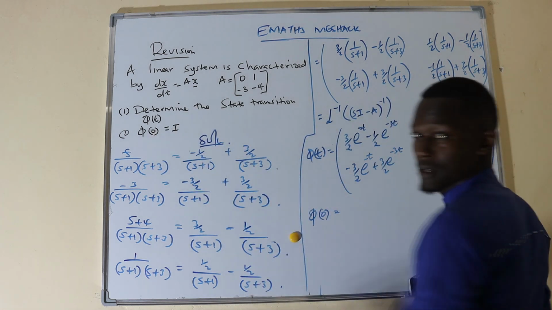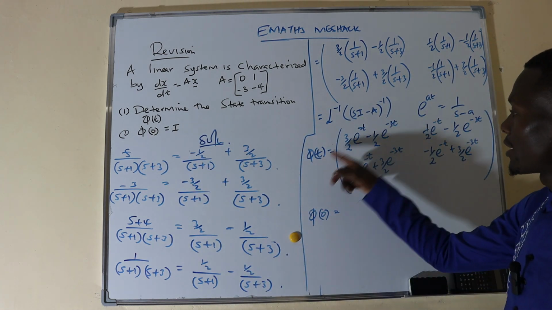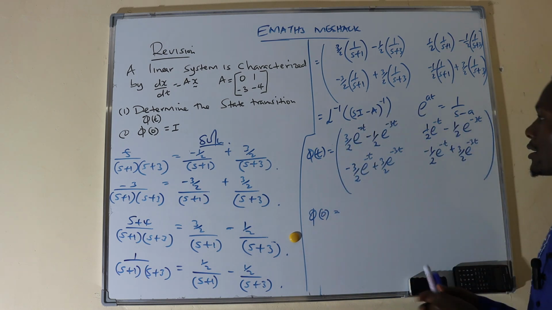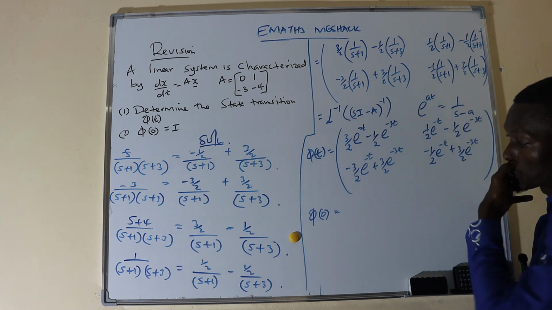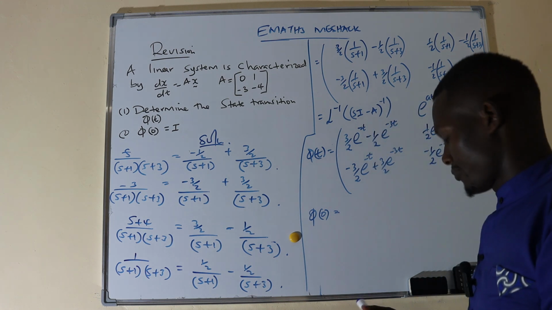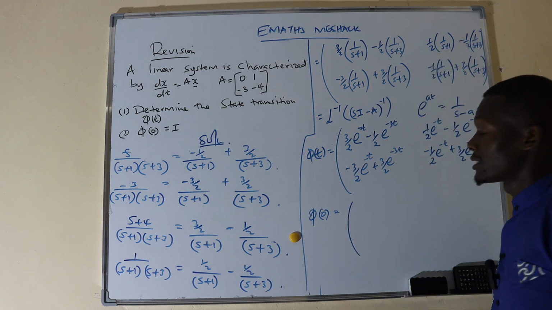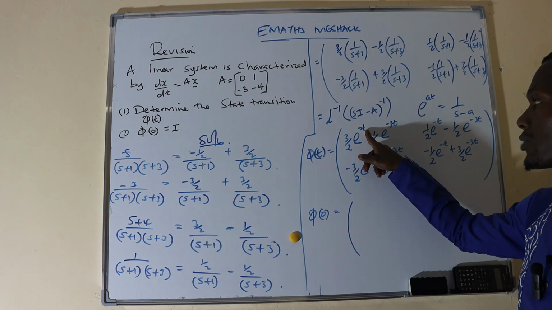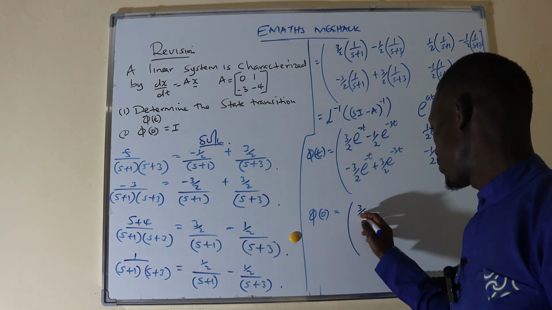So now, since we've already found Q(t), we're going to find Q(0), where we replace the t with zero. So for every place we have a t, we shall put zero. Now, we know one thing, that anything to the power zero gives us one. So if I put the exponent and replace with zero here, I'll remain with 3/2.